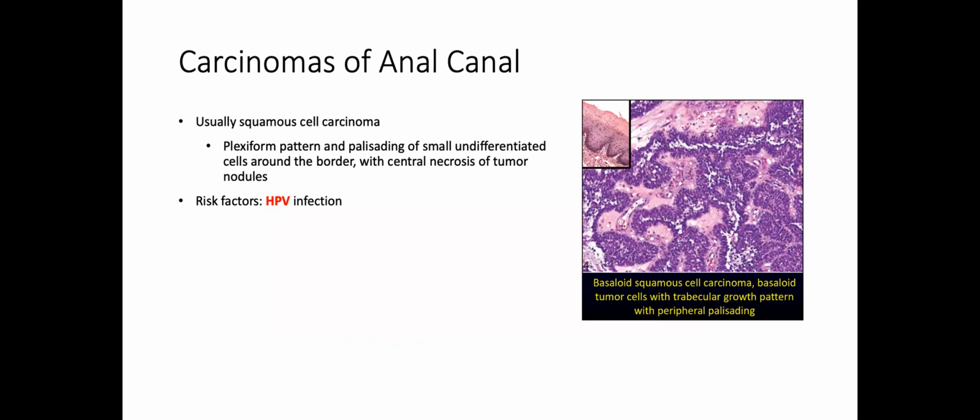Carcinomas of the anal canal are usually associated with HPV and squamous cell carcinoma. There's going to be a plexiform pattern with palisading cells. And you can see right here this squamous cell carcinoma in that trabecular growth pattern, with the periphery palisading.